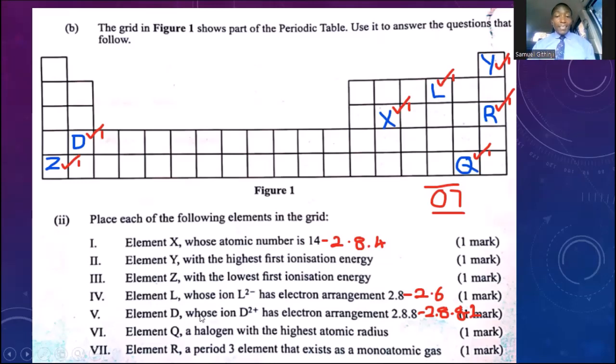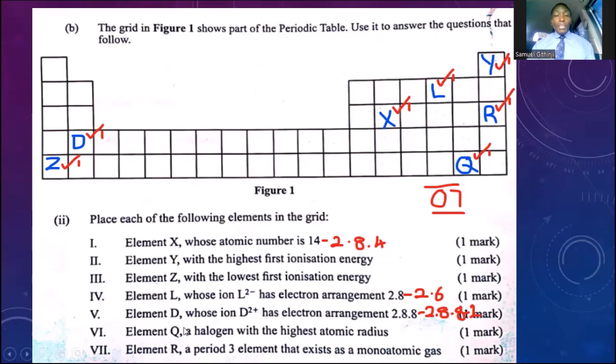Element D forms an ion with 2 positive, and of course, electron arrangement 2, 8, 8. What does that mean? The positive 2 means it has lost 2 electrons already. So if I bring back the 2 electrons, the new electron arrangement for the atom will be 2, 8, 8, 2. That tells you the element is in period 4, group 2. 1, 2, 3, 4. The fourth period, here it is. Then second group, 1, 2. That is the position of D, my student. Very easy to locate that.